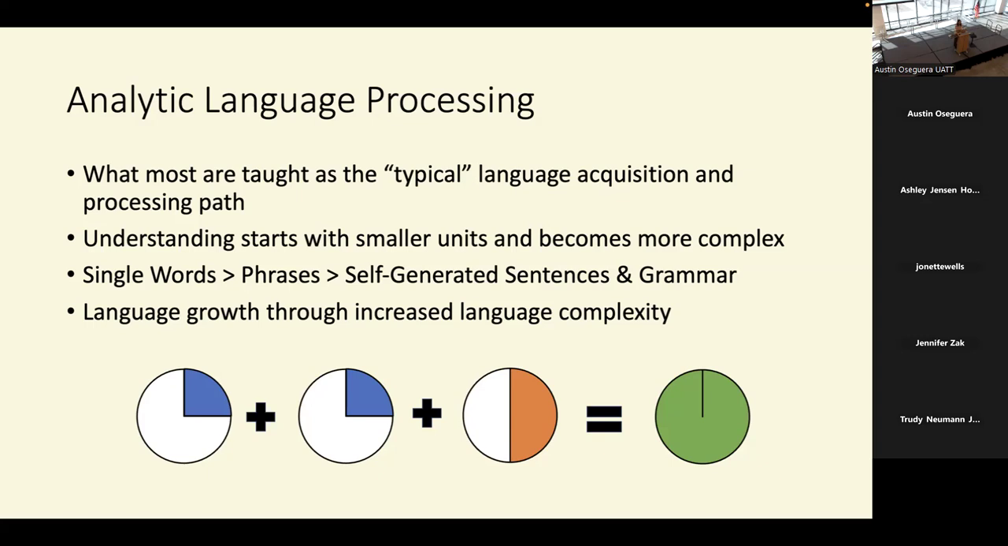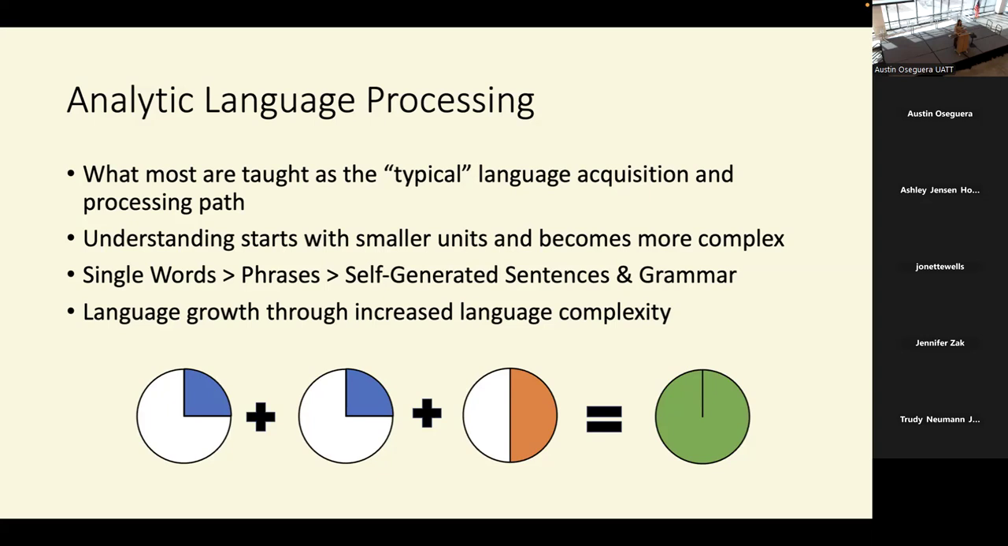So we go from this model of learning language from single words to phrases, to self-generated sentences and sophisticated grammar. This is the model that is the foundation for the way we think about language development. And it's also the model that we approach when we're taught about language intervention.